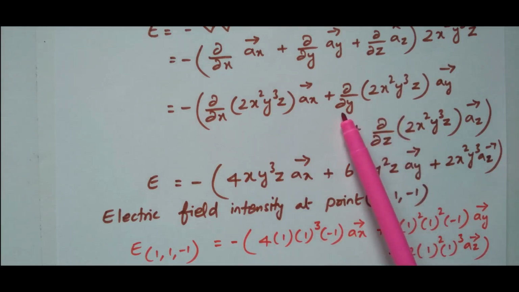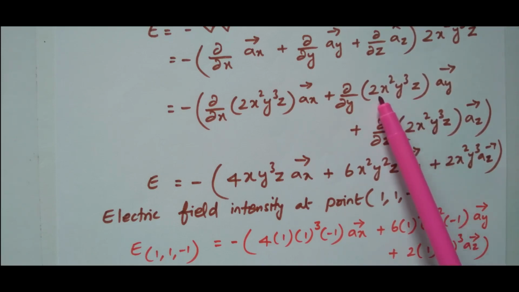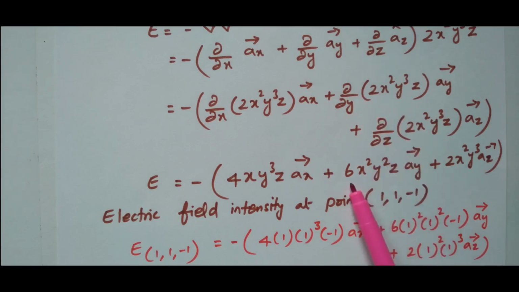Then differentiation with respect to y. Differentiation with respect to y cube: the differentiation of y cube is 3y square. Already 2 is there, so 2 into 3 is 6. 6x square y square z into Ay vector.